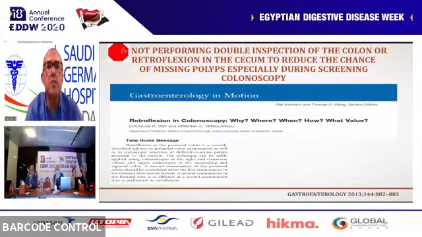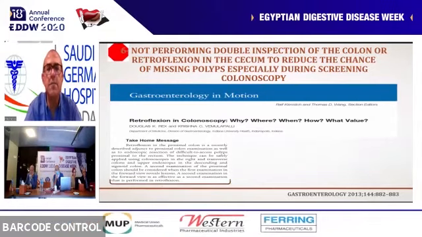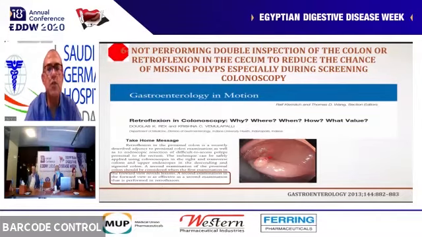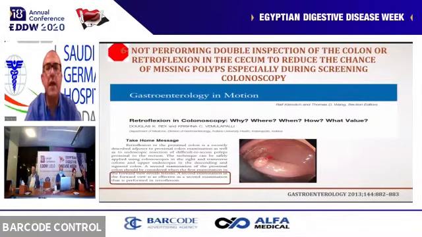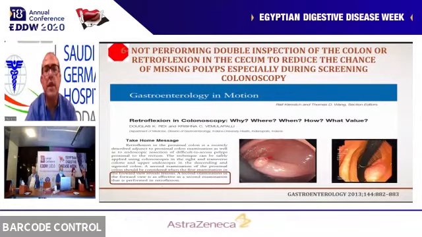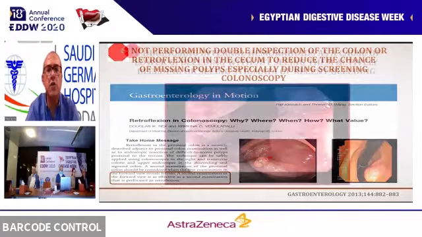Avoid not performing double inspection of the colon or retroversion in the cecum, as you see in this study, that if you go to and through twice in the right side is equivalent to retroversion of the cecum. However, this should be avoided in the elderly because of fear of perforation. So if you are not familiar with retroversion of the cecum, don't do it. Also, retroversion can be or must be done in the rectum for proper visualization of the anal verge.